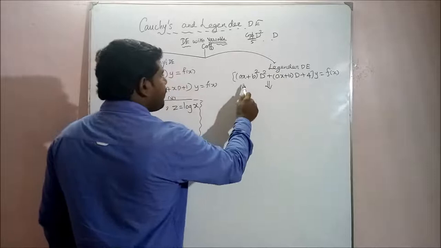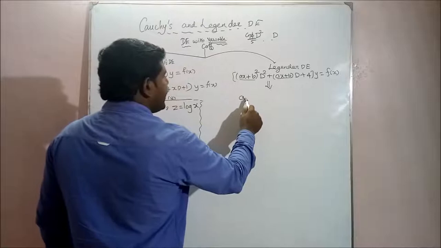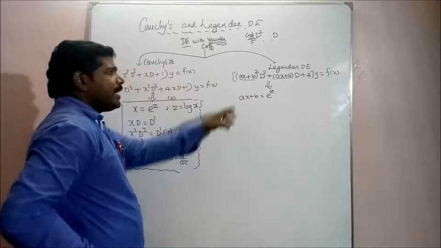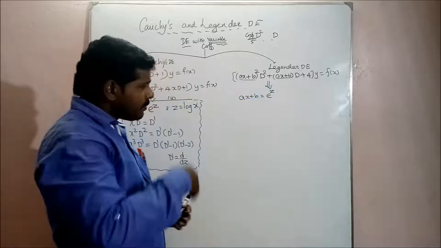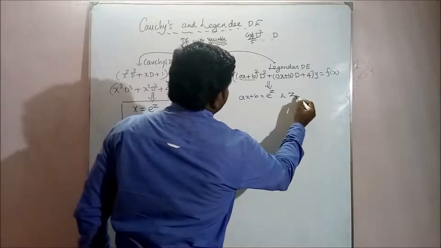So what do you do? ax plus b is a linear factor. So that linear factor ax plus b equal to e power z. For example, if ax plus b is 2x plus 1, then 2x plus 1 equal to e power z. If it is x plus 1 the whole square, x plus 1, then x plus 1 is equal to e power z. And z equal to log of ax plus b.